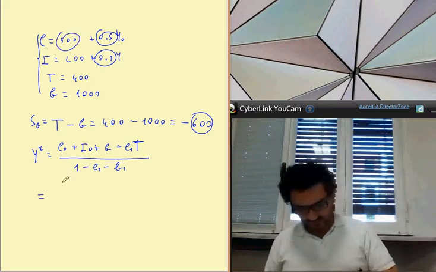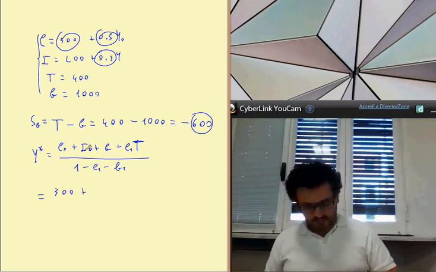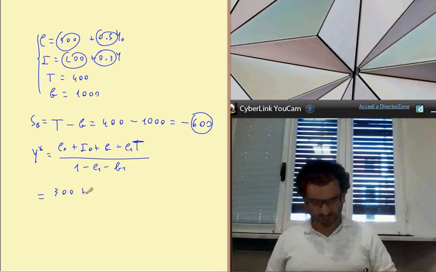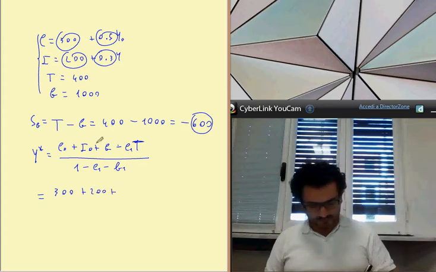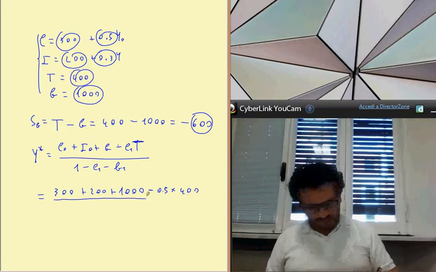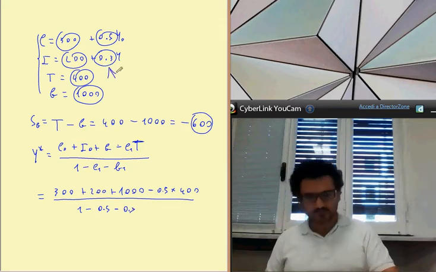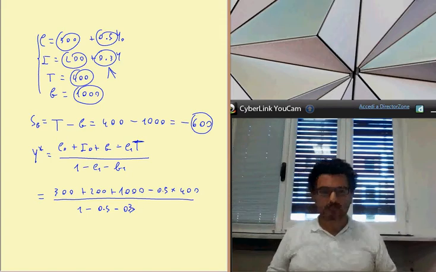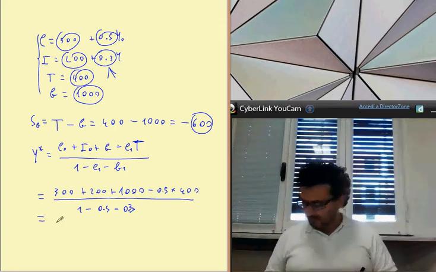C0 is this part of consumption, 300, plus I0 is this part of the investment, so 200, plus government expenditure, which is 1000, minus the propensity to consume, which is 0.5, multiplied by the level of taxes, which is 400. And then we need to divide by 1 minus the propensity to consume 0.5 minus 0.3, which is this parameter of sensitivity. The result will be 6500, which is the equilibrium.